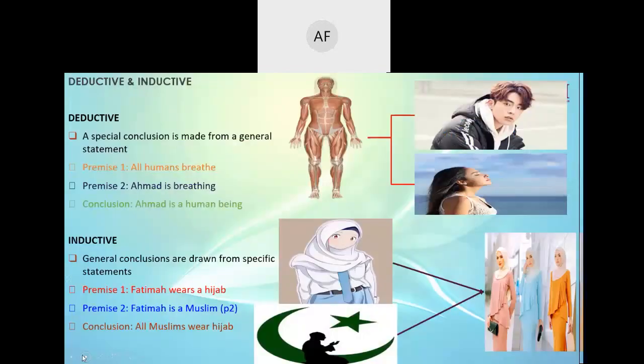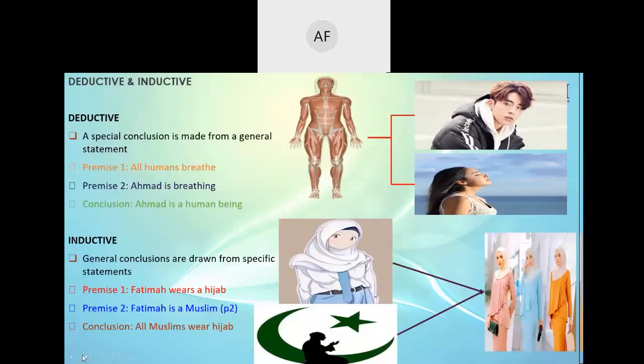So we proceed to know about the example of deductive and inductive argument. For a deductive argument, a special conclusion is made from a general statement. So from general, general, general, we conclude it becomes special. Like this, premise one, all humans breathe. Premise two, Ahmad is breathing. This is special. All humans breathe is special too. And then we conclude it into a general statement, which is Ahmad is a human being.